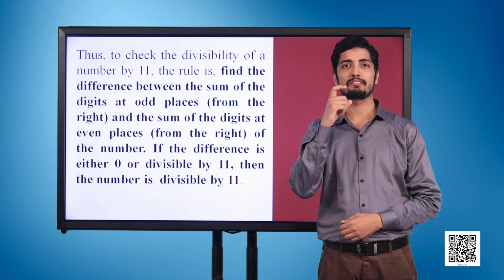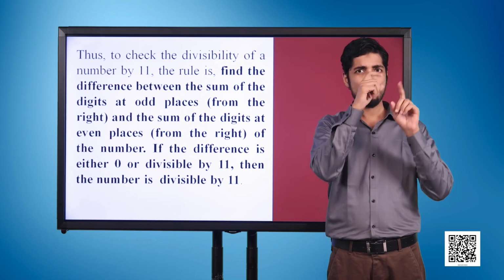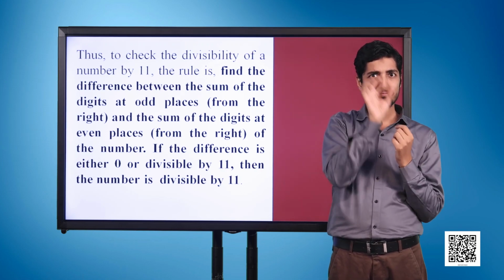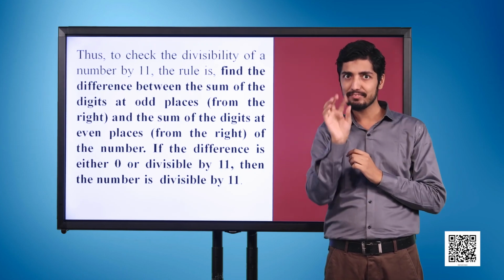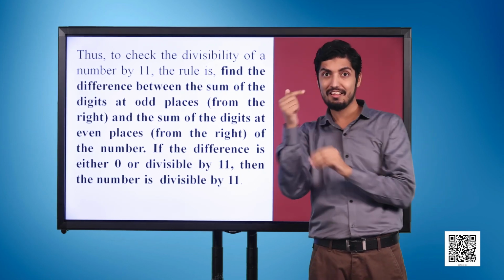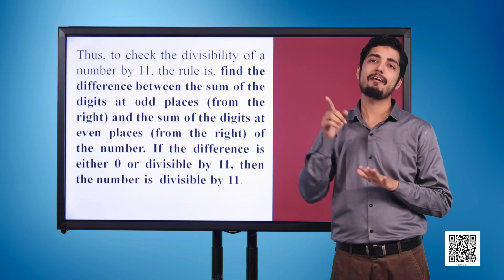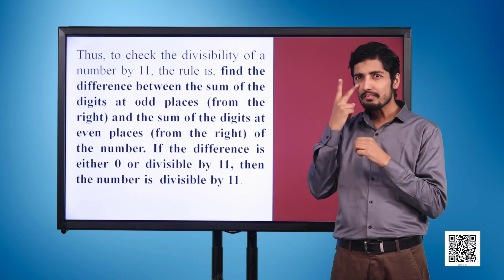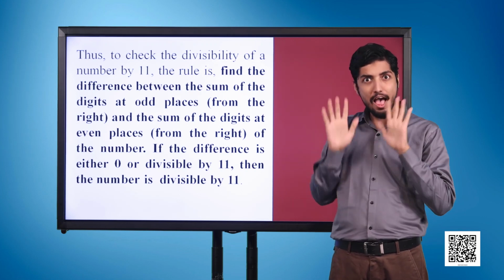Page 57. Thus, to check the divisibility of a number by 11, the rule is: find the difference between the sum of the digits at odd places from the right and the sum of the digits at even places from the right of the number. If the difference is either 0 or divisible by 11, then the number is divisible by 11.